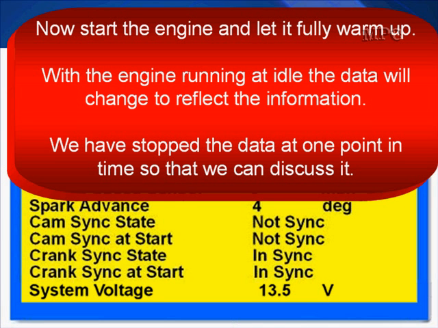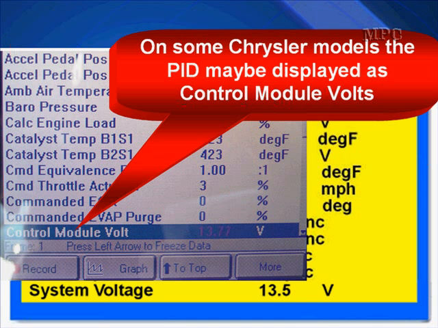Now start the engine, let it fully warm up. With the engine running at idle, the data is going to change to reflect the measured information. So we have stopped the data at one point in time so that it can be discussed, and of course your data would be moving because you're looking at live data.